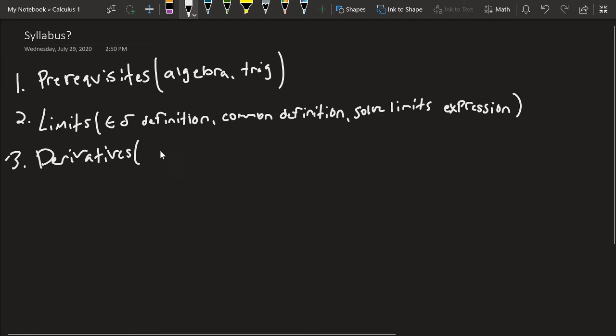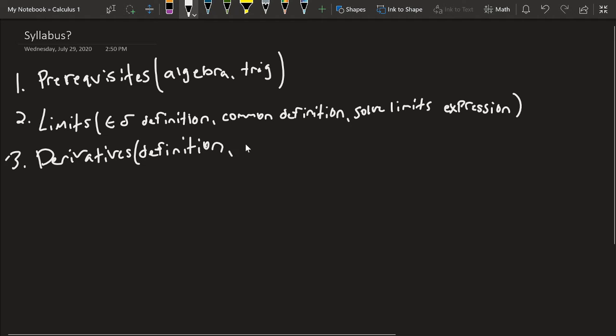With derivatives, once again, we'll talk about the definition of the derivative. There's the formal definition of the derivative that stems from the definition of the limit, and there's also the Newtonian definition of a derivative, as many of you will recall from the beginning of your Calculus 1 course, with the limit as h approaches 0 of f of x plus h minus f of x over h.